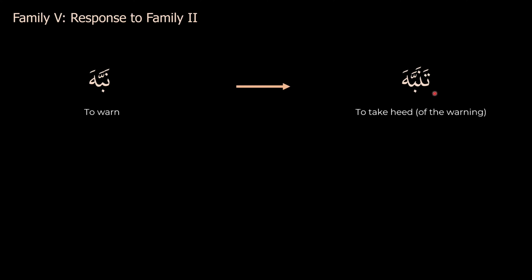Today we'll be going over the specialties of family number 5 and family number 6. So first we have family number 5, which is tafa'ul, and the first meaning it has is of a response to family number 2. So for example, if we have nabbaha in family number 2, which is to warn, then for family number 5, it becomes tanabbaha, which means to take heed, right? So you're taking heed of the warning, right? So that's a responsive action to the warning itself.